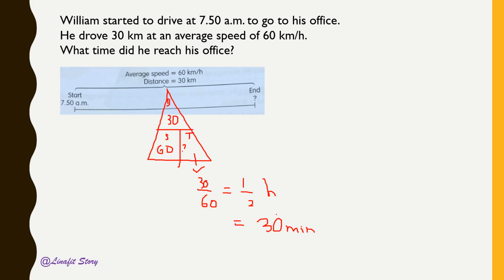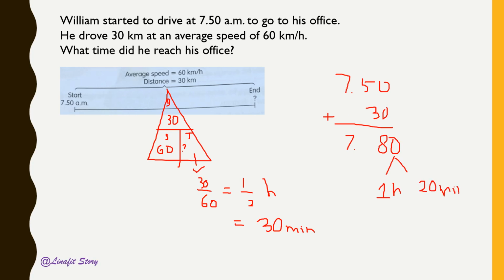So what time did he reach his office? So 7:50 plus 30 minutes. 50 minutes plus 30 minutes is 80 minutes. 7 plus 0, so it means 7. 780. You may regroup 80 minutes into hours and minutes. So this equals 1 hour and 20 minutes. So this means that he reached his office at 8:20 a.m.